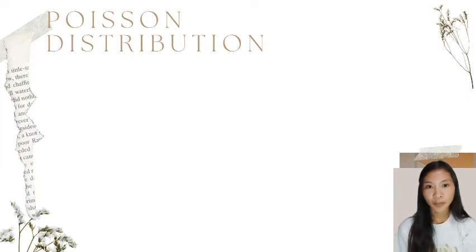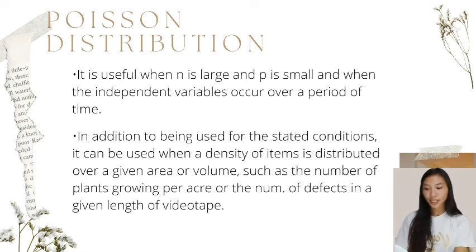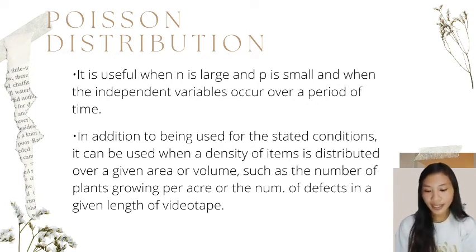Another type of distribution is the Poisson distribution, a discrete probability distribution that is useful when n is large and p is small, and when the independent variables occur over a period of time. In addition to being used for the stated conditions, the Poisson distribution can be used when a density of items is distributed over a given area or volume, such as the number of plants growing per acre or the number of defects in a given length of videotape.